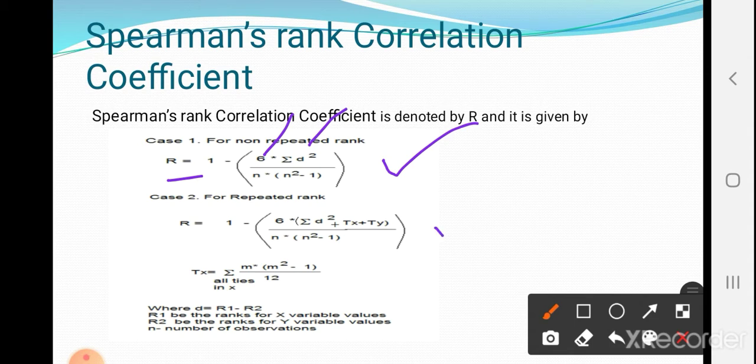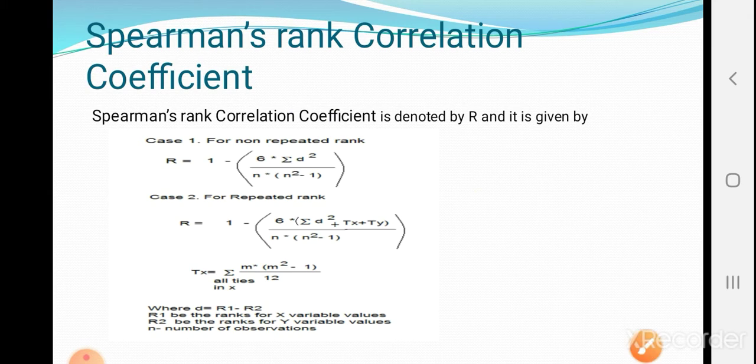Now let's see case 2 for repeated rank. What is the formula for calculating the R for repeated rank? Formula is 1 minus, in bracket, 6 into, bracket, summation d square plus tx plus ty, whole divided by n into n square minus 1, bracket close. So where n is the number of observations, d is equal to R1 minus R2. R1 is the rank for the x variable values and R2 is the rank for the y variable values.